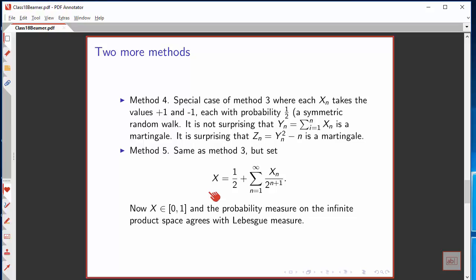Each value of x is going to be equally likely. That is, the random variable x takes values in the closed interval from 0 to 1, and the probability measure is the same as Lebesgue measure.